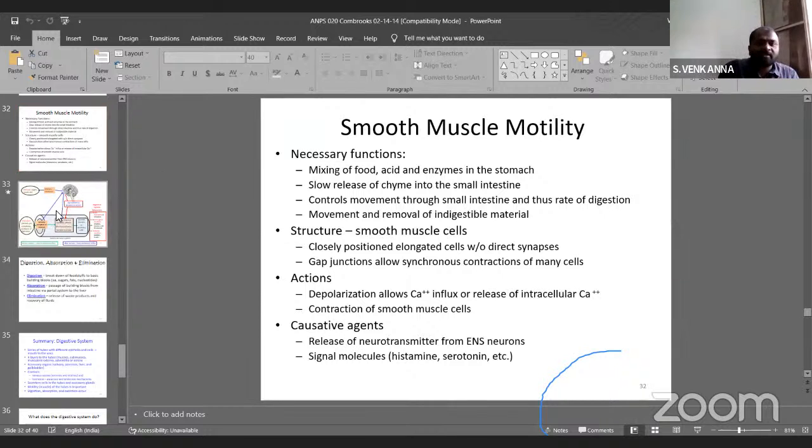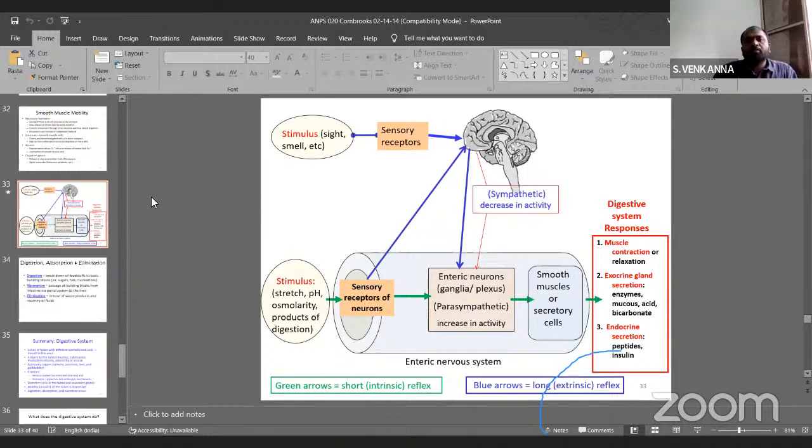Then next one, these are the main functions in response to the stimulus, light and smell. Very important, light and smell. The stimulus automatically enters the cell surface layers, reacting with sensory receptors, stimulating and producing a response. So the sensory receptors, the sympathetic activity decreases.